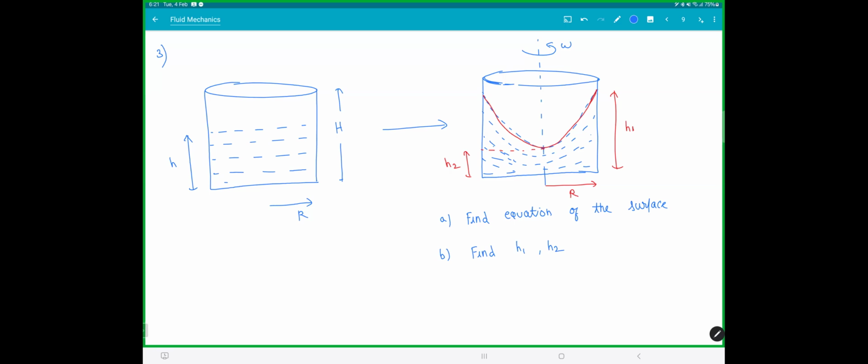Think. Take a minute for the equation. Then I'll give you more time for the second part. Right, Vihan. That would be the equation. Get the second part.